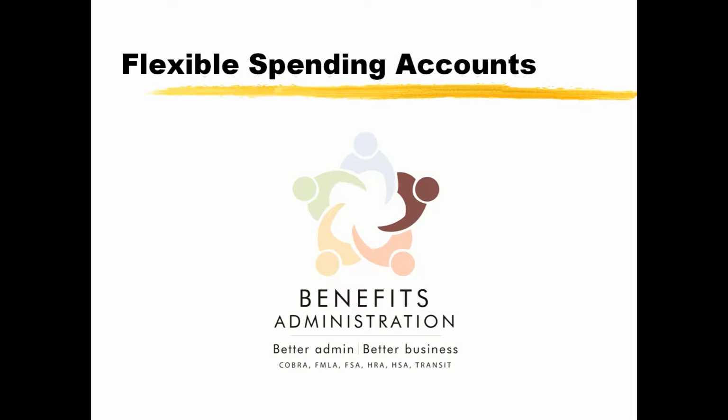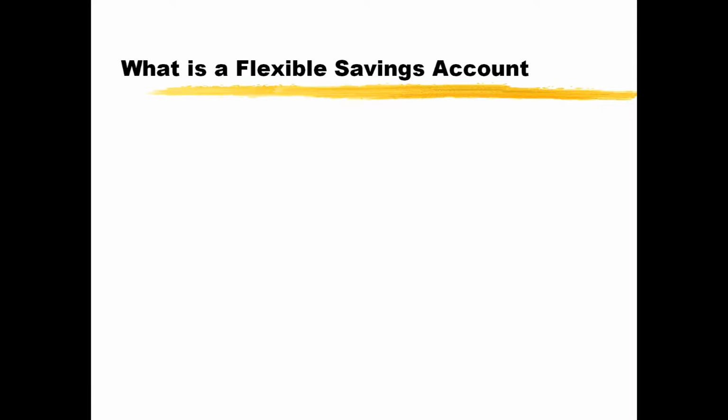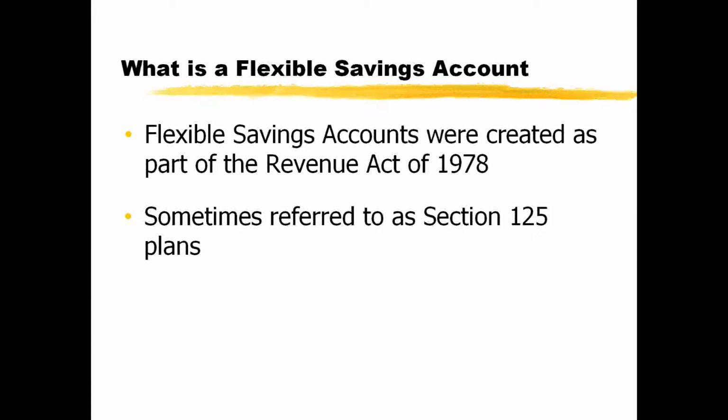Flexible spending accounts allow you to use pre-tax dollars for eligible medical and dependent care expenses. They were actually created in 1978. Some people call them Section 125 plans, other people call them cafeteria plans, and you'll hear the acronym FSA a lot of times associated with them.